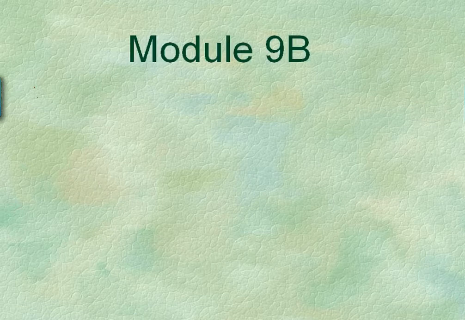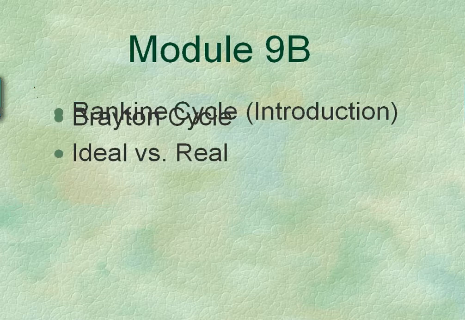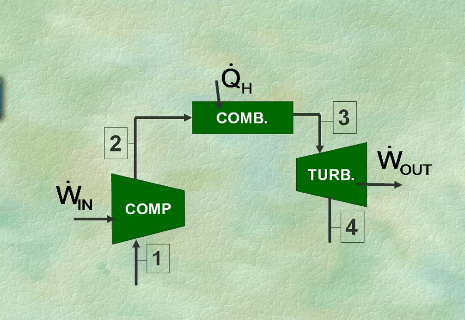Okay, this is module 9B, looking at the Brayton cycle, ideal versus real Brayton cycle, and an introduction to the Rankine cycle. Here's a layout of the Brayton cycle.